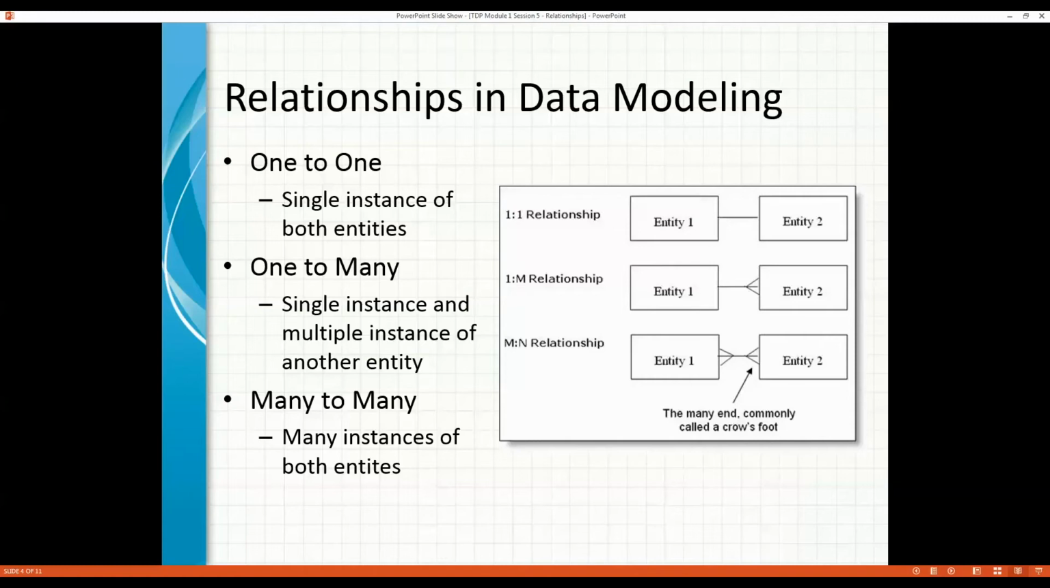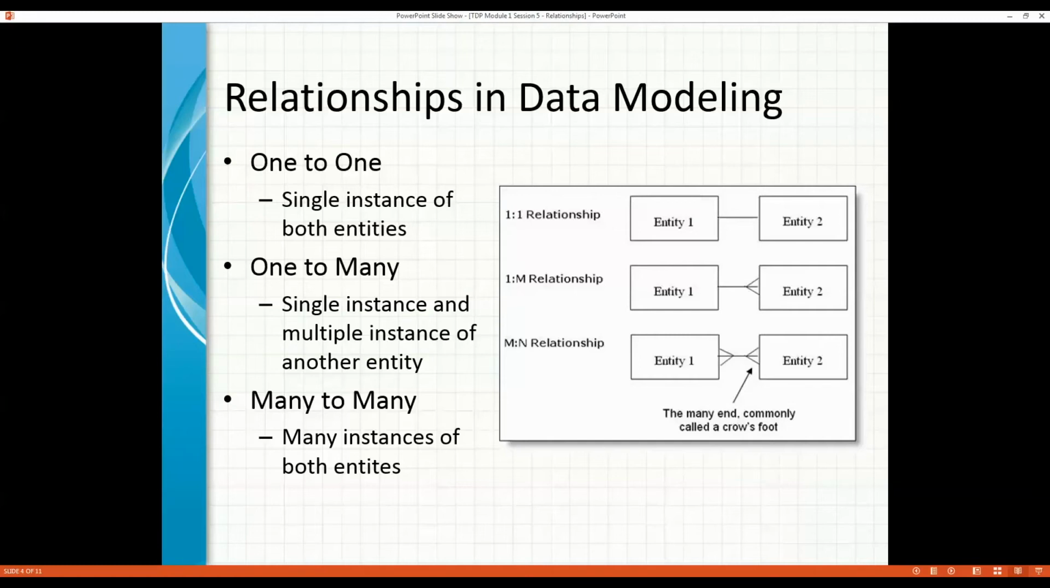For example, let's say we have a father. Right? He can have 1 kid, 2 kids, 3 kids, 4 kids, 10 kids. It's up to him. This is a one-to-many relationship because you can't predict exactly how many instances will occur, but you know it'll be more than one.